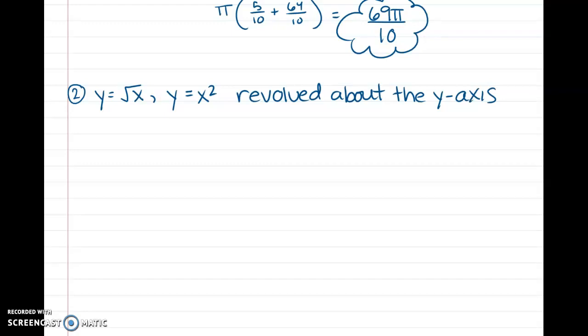So let's make our picture. It's about the y-axis, so I'm going to leave some space on either side. If we draw y equals x squared, it'll look like that. Y equals the square root of x looks something like that. And since we're looking at y equals positive square root of x, that's really the only portion of the graph we need to deal with.